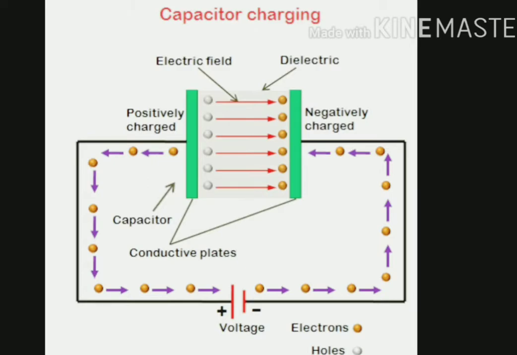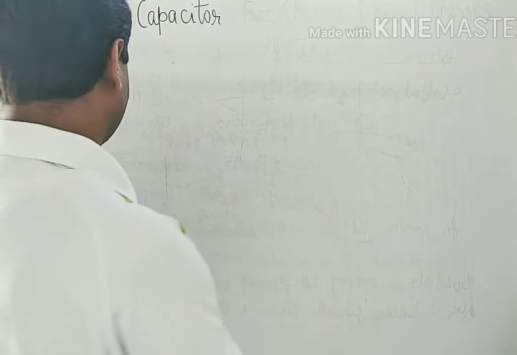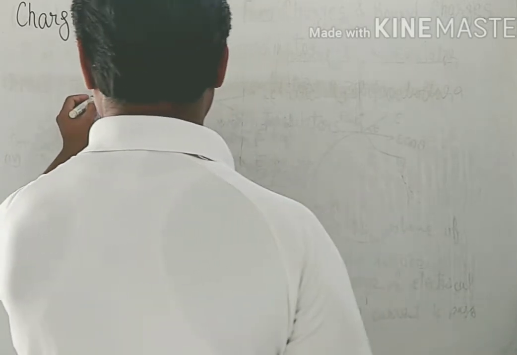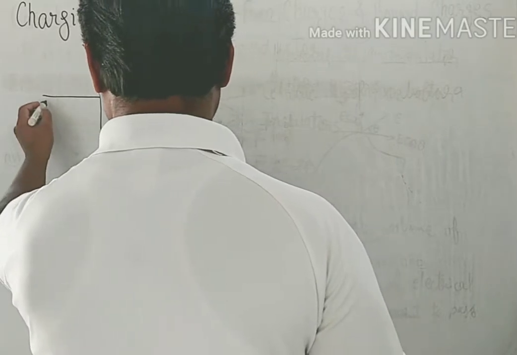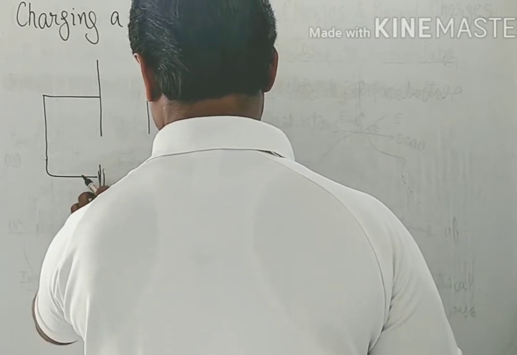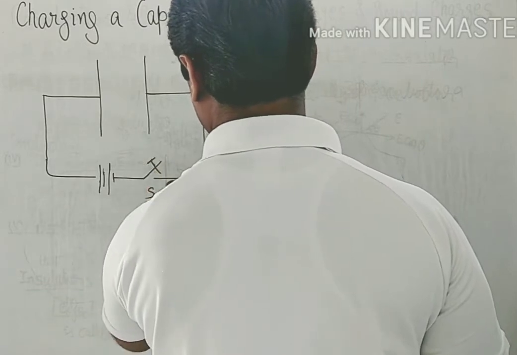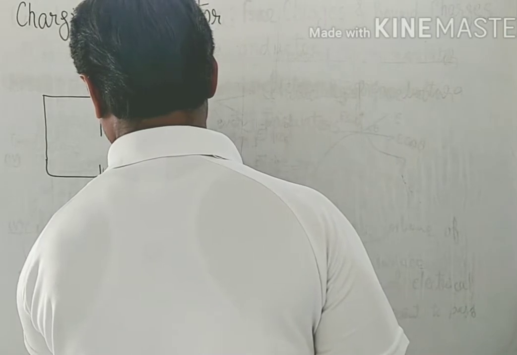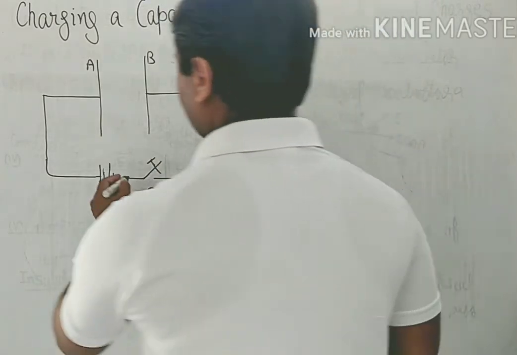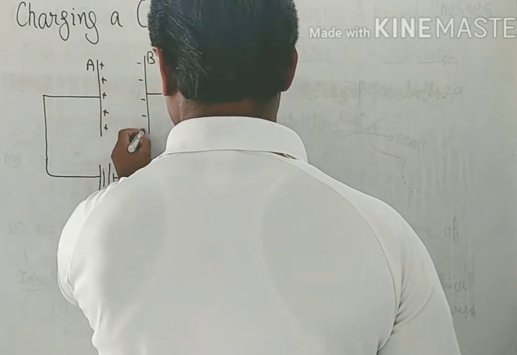Let's have the next topic, charging a capacitor. How does the capacitor get charged? Let's see. Suppose we have two parallel plates, and these are being connected through a battery having EMF, with a switch S. Now this is, say, the EMF of the battery. Let me call this plate A and this plate B. The moment this switch is closed, the positive charges get accumulated here and negative charges get accumulated here.